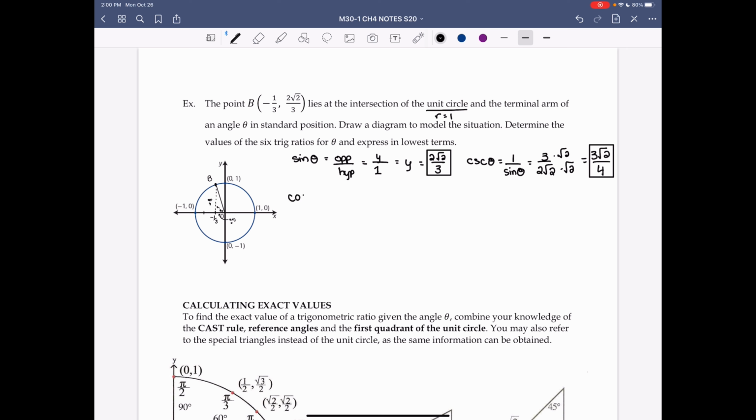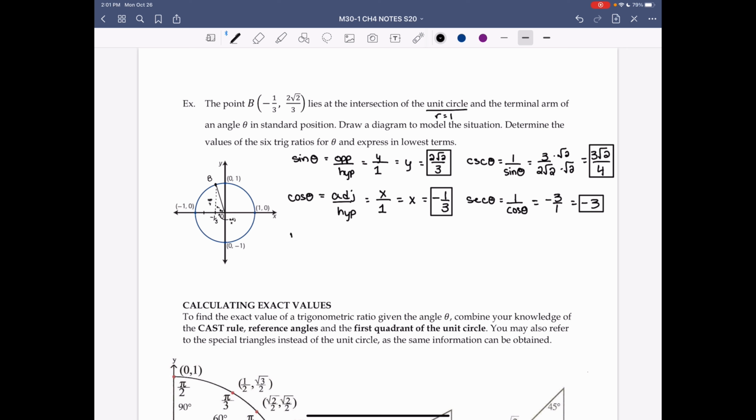Next is cos theta, which equals adjacent over hypotenuse. In the unit circle, the hypotenuse is the radius, which equals 1. The adjacent is the x-coordinate, so we really just get x, which is negative 1 over 3 in this case. And then the secondary trig function would be secant theta, which is 1 over cos theta, which is negative 3 over 1, which equals negative 3.